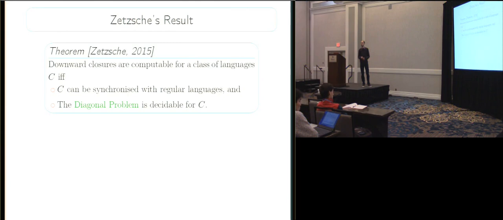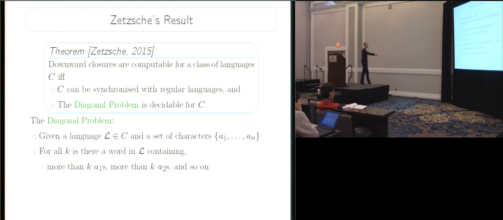As I mentioned before, this is a pretty standard operation. You can do that with any machine that has control states. The difficult bit is solving the diagonal problem. If we can solve the diagonal problem, we can compute the downward closure. So what is the diagonal problem? I have a formal definition here, and on the next slide I have an example to explain it more precisely. The idea is we take a language in the class we're interested in, and we take a set of characters, A1 to AN, and the question is, can we produce an unbounded number of those characters at the same time?